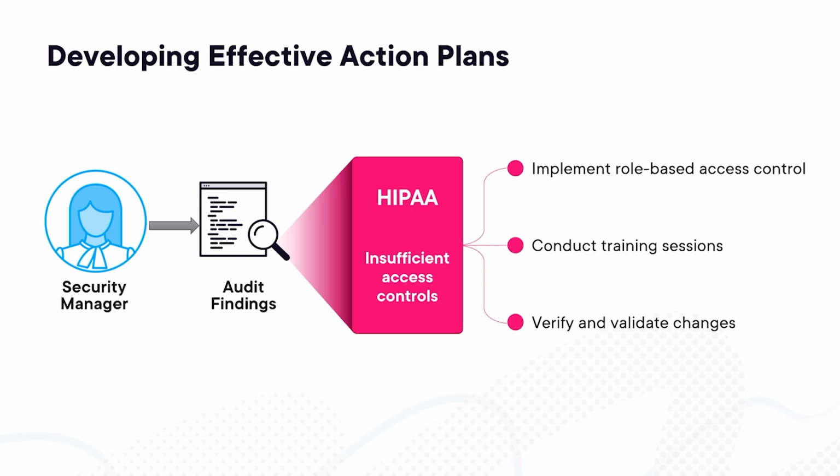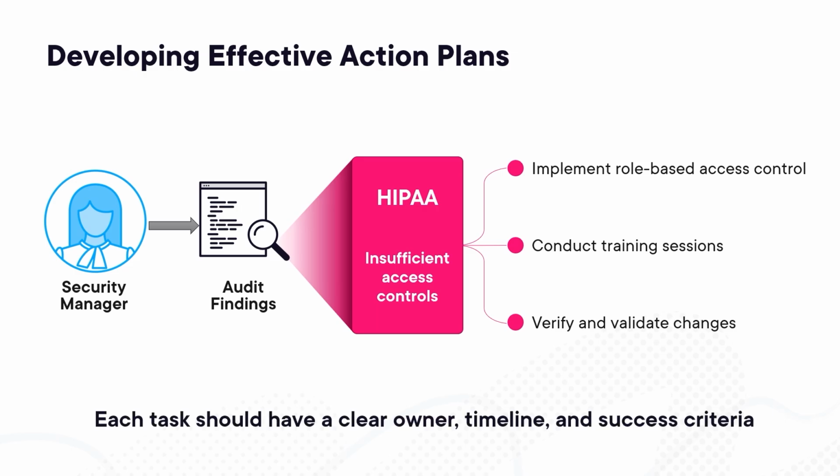Once we actually implement the fix, we need to verify that it was implemented correctly, and then validate that it actually is addressing the issue. It's actually fixing the problem. Once all this is in place, regular reviews ensure the progress remains on track. So each task should have a clear owner, a timeline, and what is our success criteria.